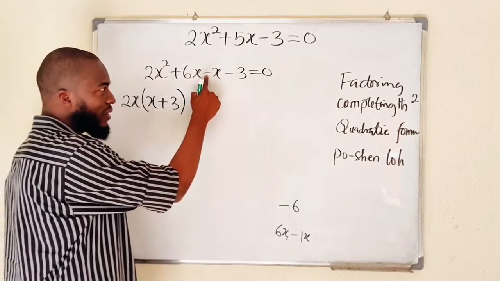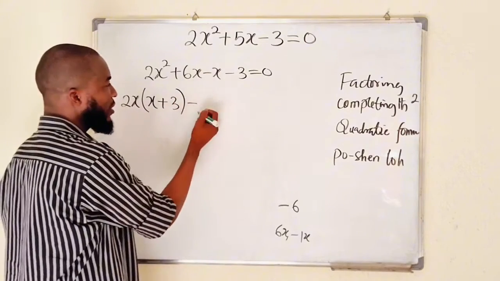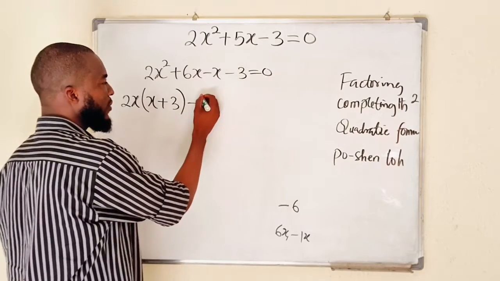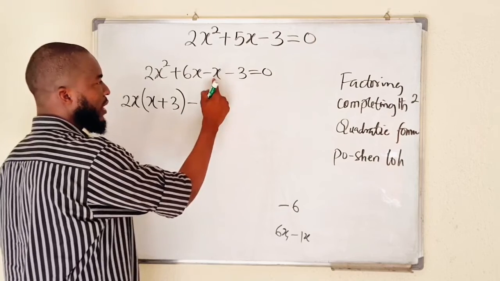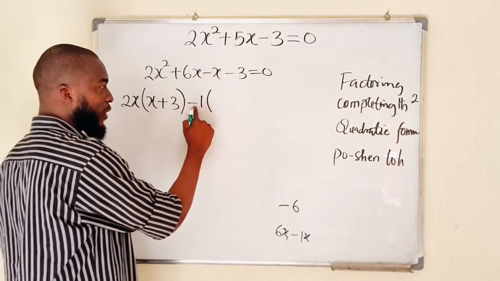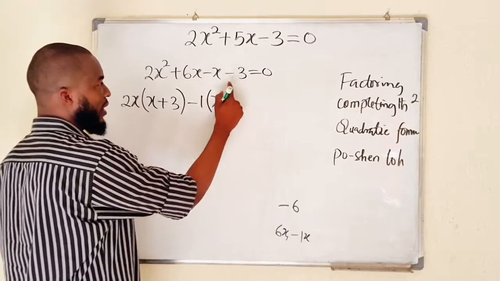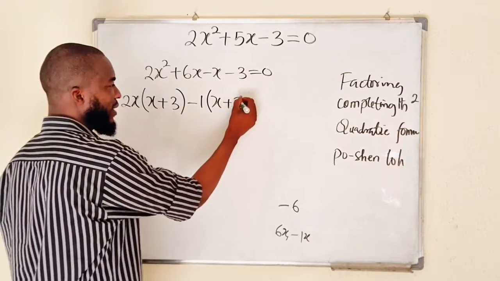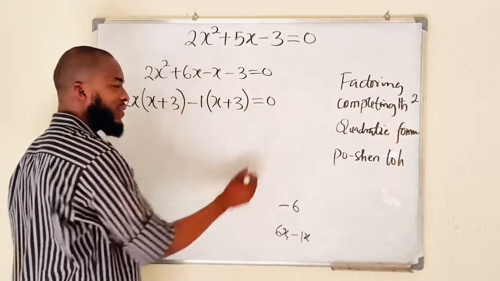Then immediately, the sign you have here, bring it down here. Between these two terms, we only have 1. So you bring 1 here. And the whole of negative x divided by negative 1 will give us x. Negative 3 divided by negative 1 will give us positive 3. This is equal to 0.